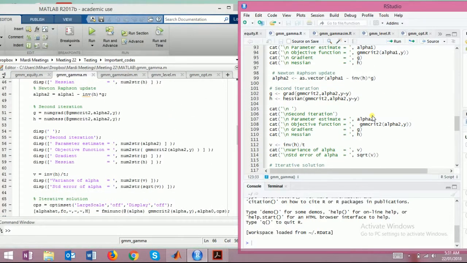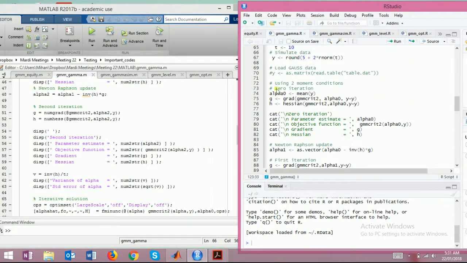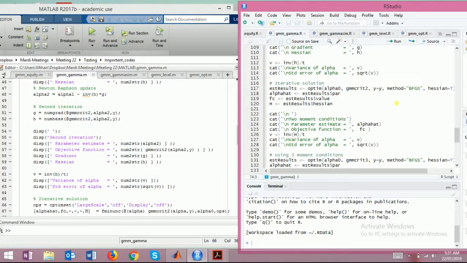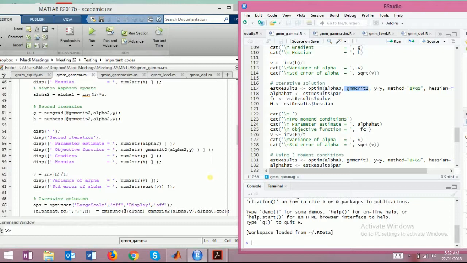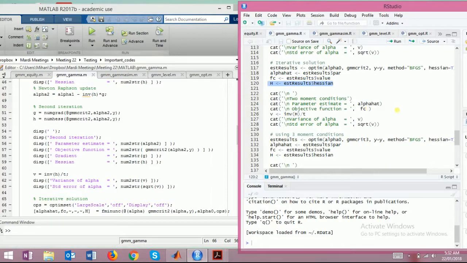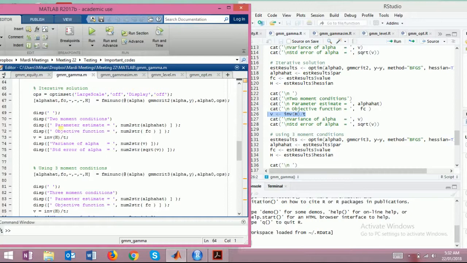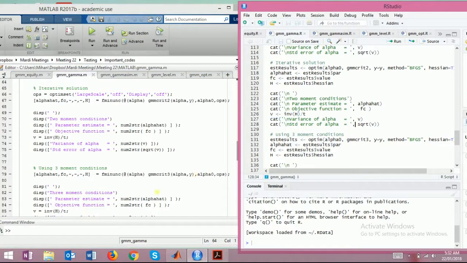Do we have alpha naught anywhere before? Yes, see, the initial value is just the mean of the random value. Alpha naught, then the equation, and the method is BFGS, Hessian, t, and alpha hat. After this optimization, the par value is updated with the estimated value, which is alpha hat, the estimated equation, then the Hessian, and the inverse of H by t gives you the variance, and then the square root. So this is simply the iterative approach, which is the regular one we always do.